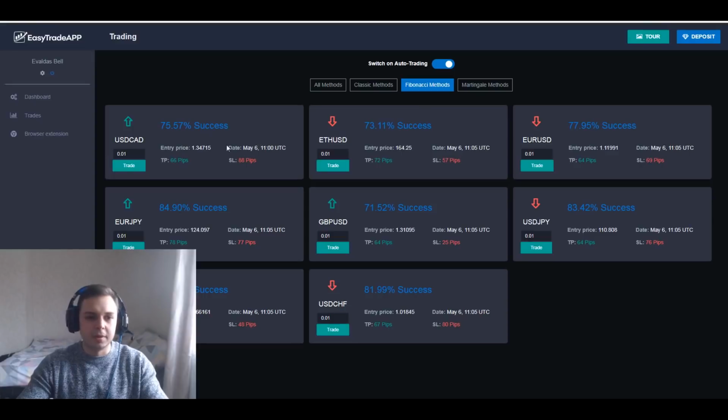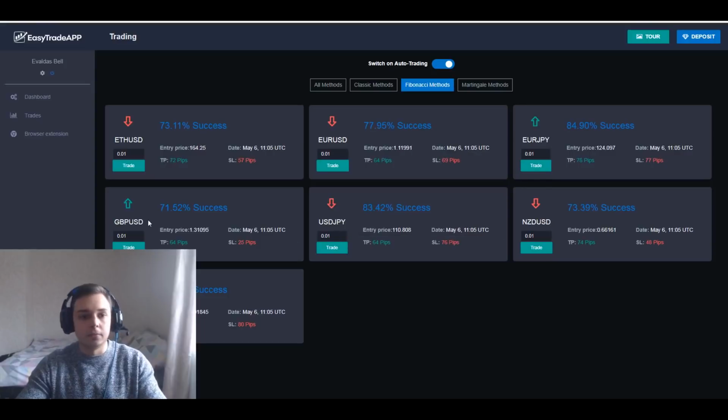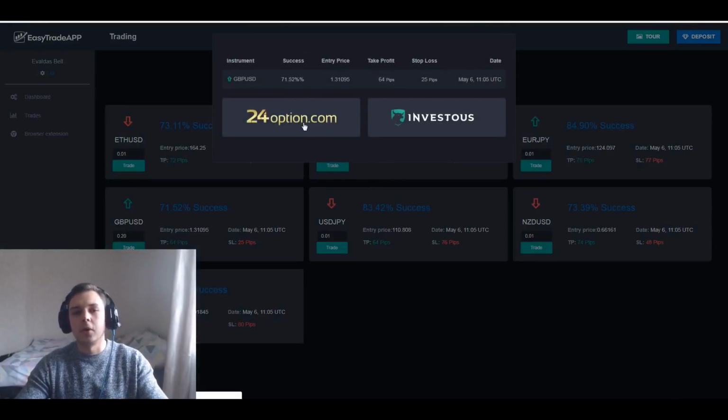Let's go to the Fibonacci method. USD CAD, Euro JPY, GBP USD. There we go, GBP USD, but SL is 25 pips. I really don't like trading an SL of 25 pips because you get kicked out from the market too quickly. I believe you should always trade with 40 to 50 pips SL minimum, to be fair. But maybe let's just try it and test it out to see what's going on. I'm not confident with that trade at all, so I'll just go with 0.20, and plus it's a 71% success rate, so it's kind of low. So let's just do 0.20 and click trade, 24 Option.